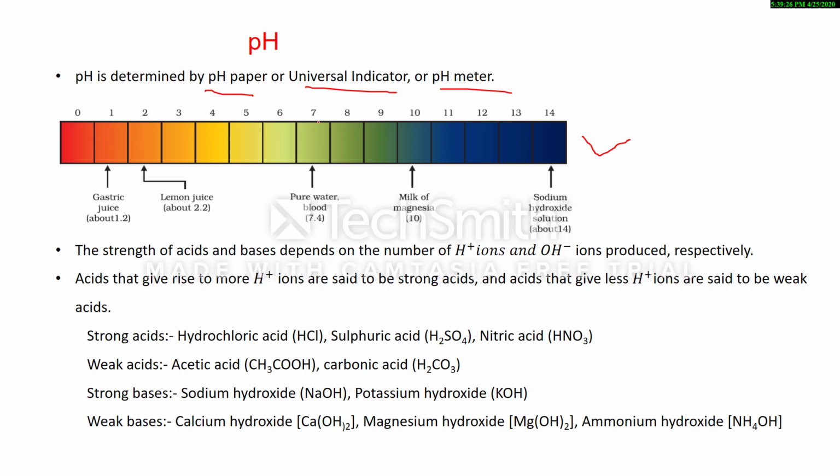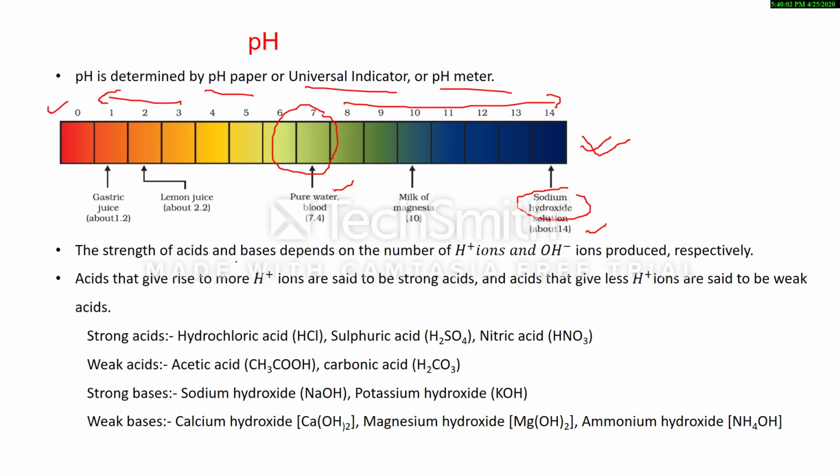You can see in the middle green is there, this is pure water. If we go from this to this side, pH is increasing, and at this end is blue or violet blue color, and this is sodium hydroxide solution, with pH about 14. If we go from this to this side, pH decreases, and if red is there, it represents acidic solutions. Red, orange or yellow represent the acidic solution.